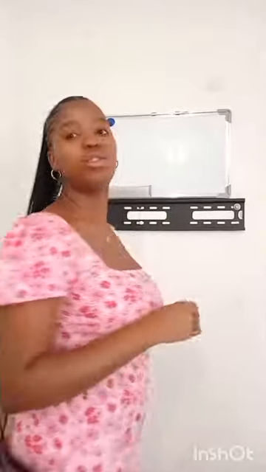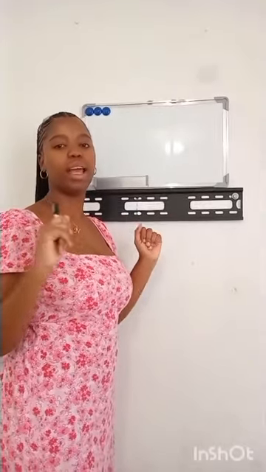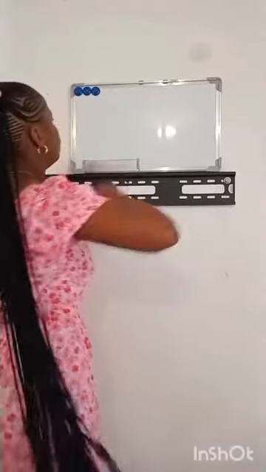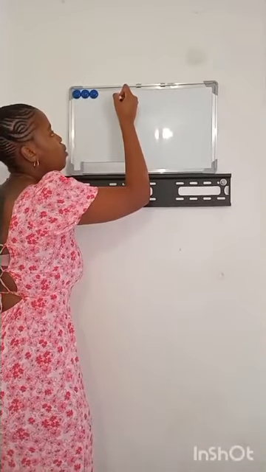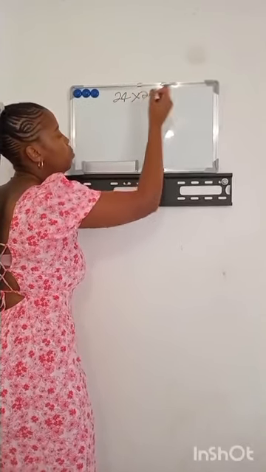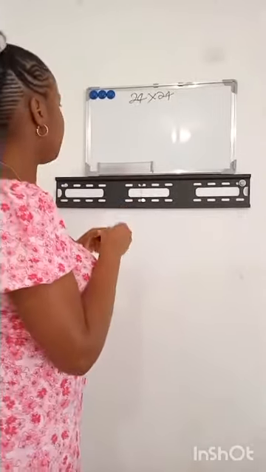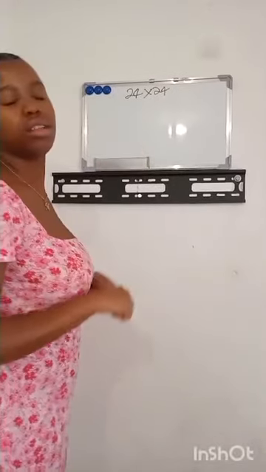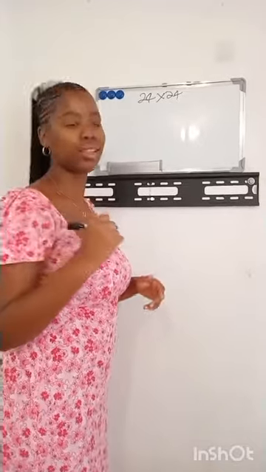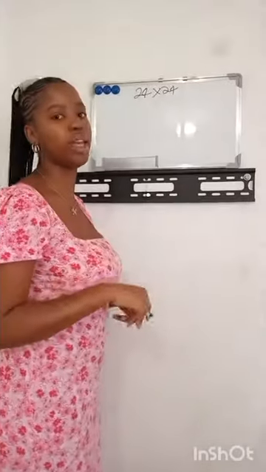Thank you. Yes, guys. So today we are going to be multiplying two-digit numbers with two-digit numbers. So let's just write our two-digit numbers. I will choose 24 times 24. So now we have our problem here, and we need to get the product of this problem. And remember that the product is the answer to this multiplication problem.